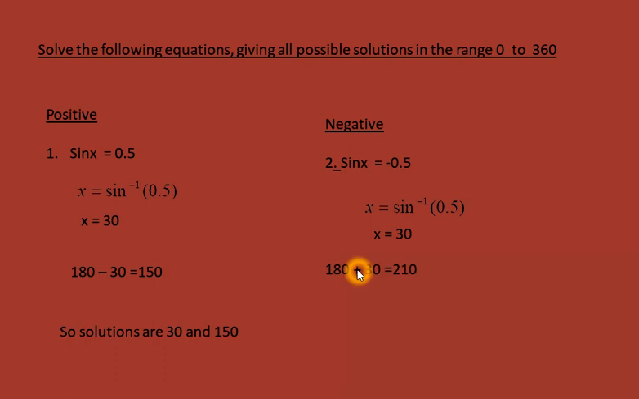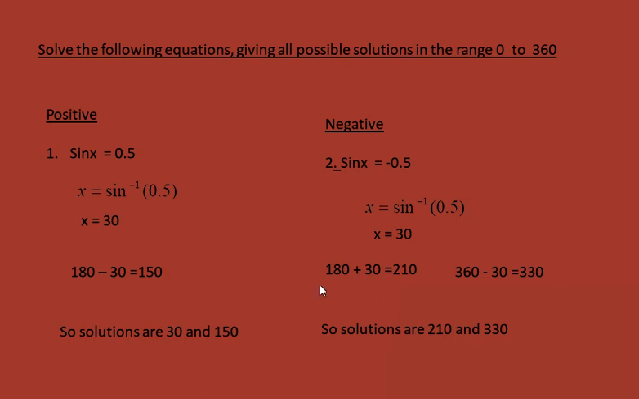First one is 180 plus this value 30, that is 210. The next one is 360 minus 30, that is 330. In one case we used 180 plus that value, in the other case we used 360 minus that value. You can use a calculator to check. What is sin 210? You will get negative 0.5. What is sin 330? You will get negative 0.5. That means the solutions are 210 and 330. Those are the two solutions.